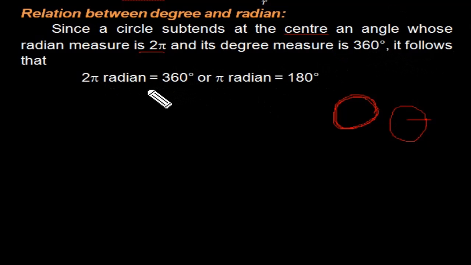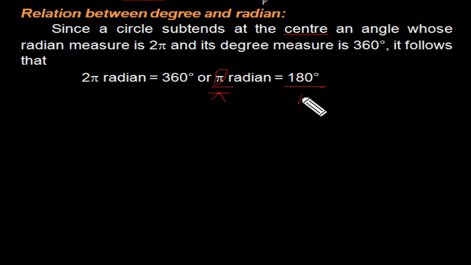Now when I divide both sides by 2, I will get pi radian is equal to 180 degrees. Now I want the value of 1 radian. It's given that pi radian is equal to 180 degrees. I want to change this to 1 radian, so I don't want this pi here. So we have to divide by pi on both sides. When I divide by pi on both sides, it becomes 1 radian. 1 radian is equal to 180 degrees by pi.